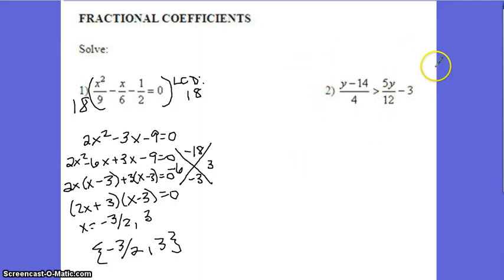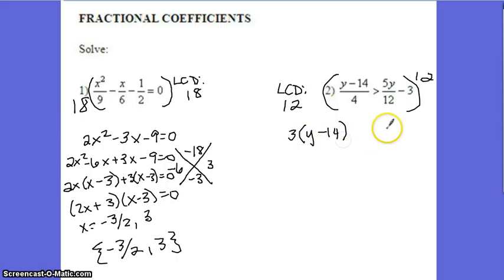Now we can apply the same concept to inequalities, and even when we have terms that do not involve fractions. You still need to focus on the fraction and focus on an LCD. So an LCD between 4 and 12 would be 12, and we are going to multiply through by 12. So again, divide first. 12 divided by 4 is 3. We need to take 3 times our numerator. We have our greater than symbol.